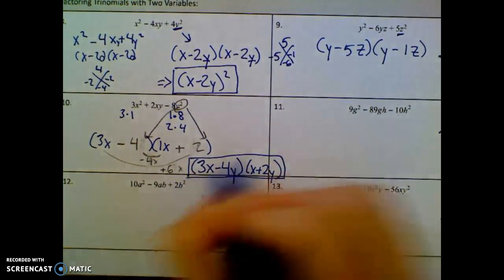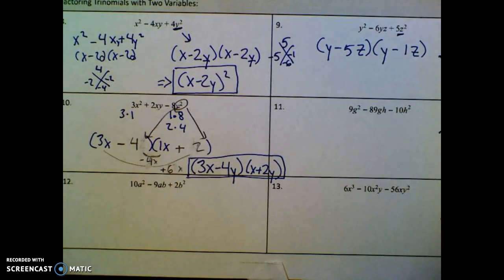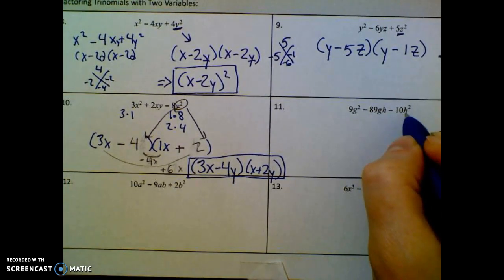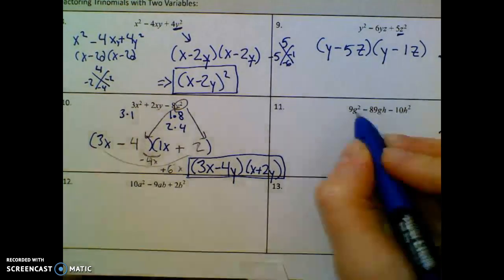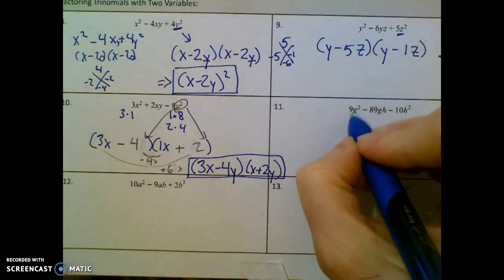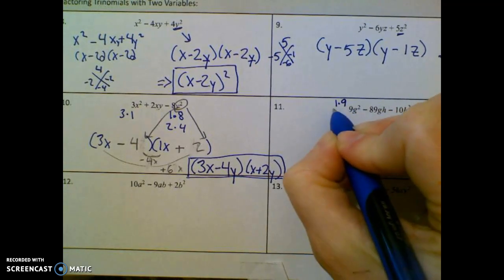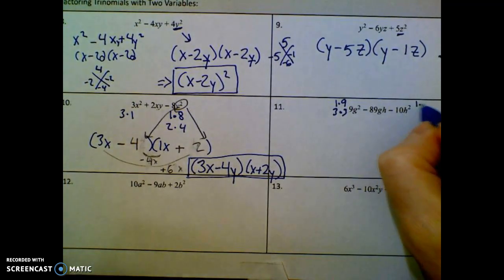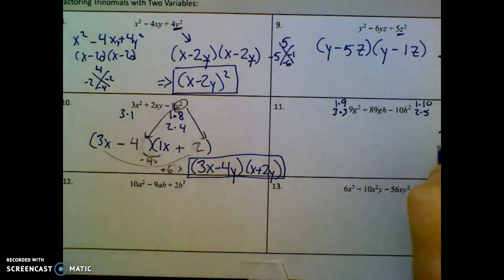Okay, I kind of ran into my space over here, but we're going to do the exact same thing over here. I'm going to ignore the h's for a second. I'm going to check for a GCF. Nope. I'm going to look at my factors of 9: 1 times 9, 3 times 3. I'm going to look at my factors of 10: 1 times 10, 2 times 5.